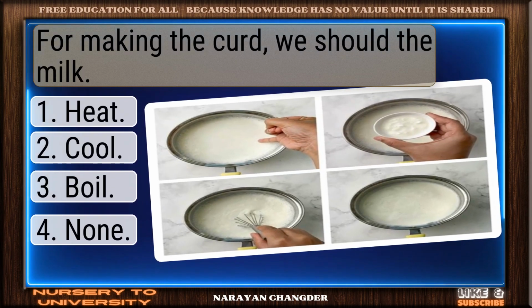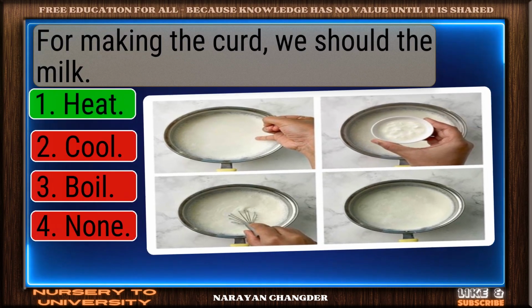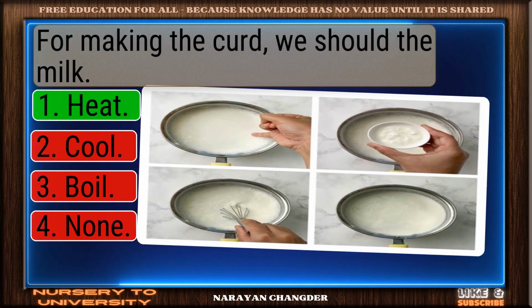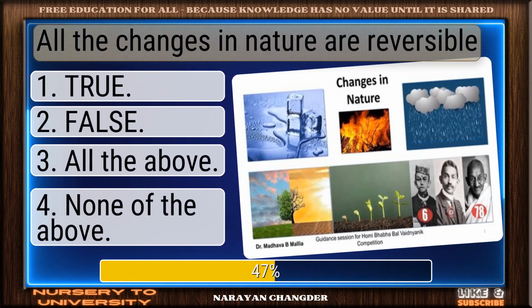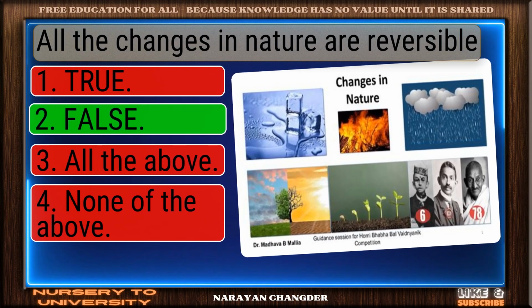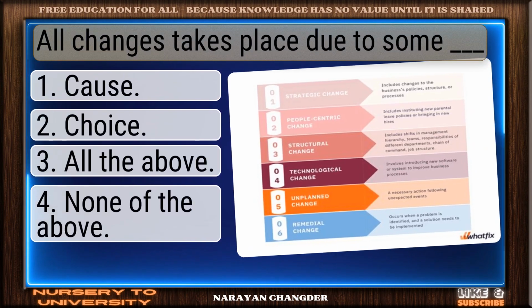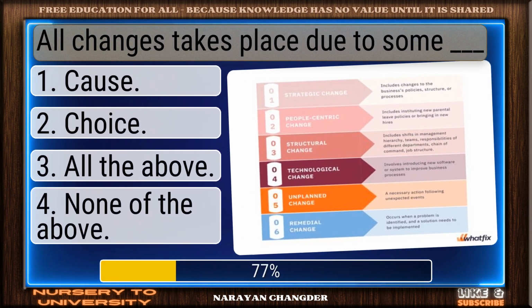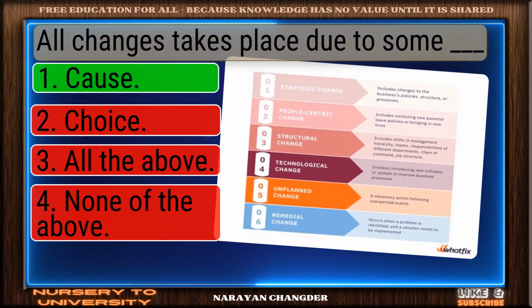For making the curd, we should the milk. Smart move. Heat is an accurate answer. All the changes in nature are reversible. You chose false, and it is correct. All changes take place due to some dash. Well picked. Cause is the correct answer.